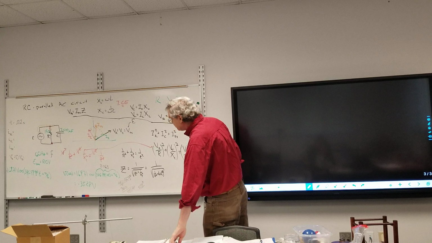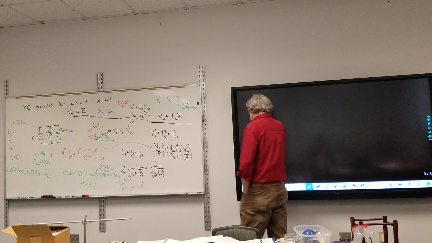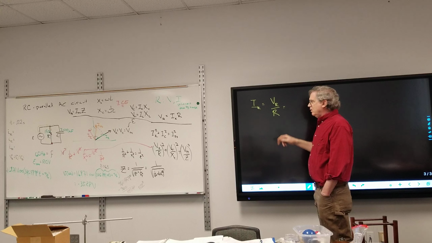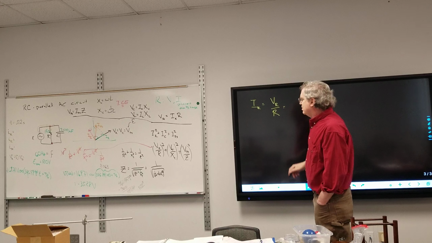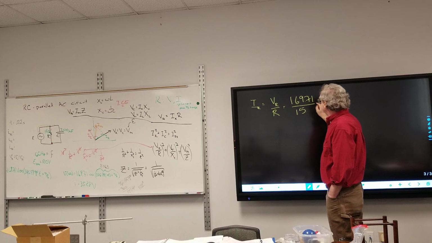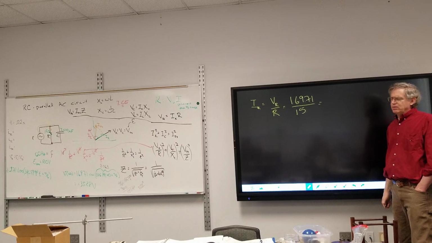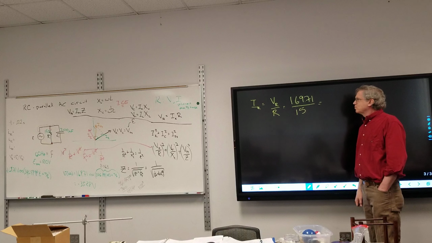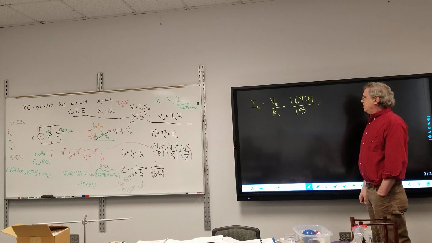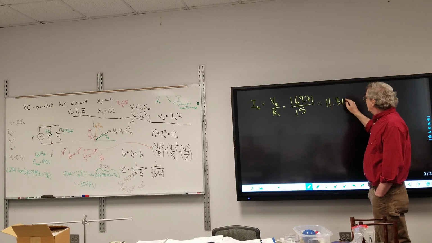I need to find current. I know that the magnitude of the current from the resistor is going to be the magnitude of the voltage from the resistor divided by the resistance. Well, the magnitude is 169.71 divided by 15. We're just using amplitudes here. I said magnitude, amplitude is a better word. Units?